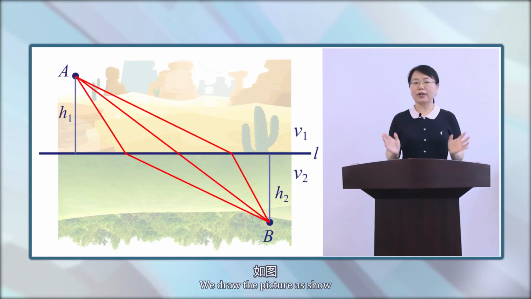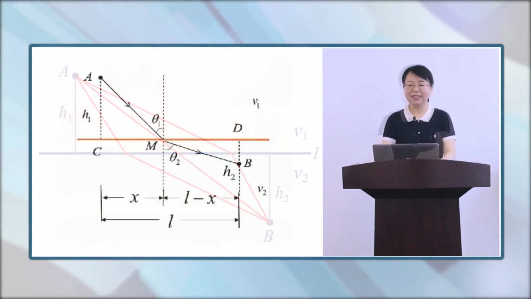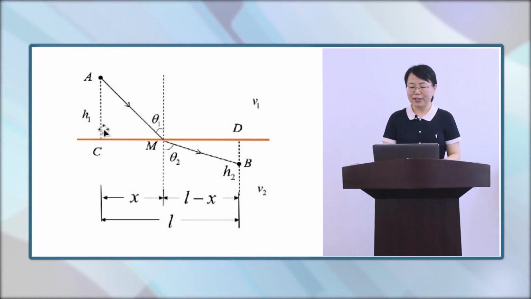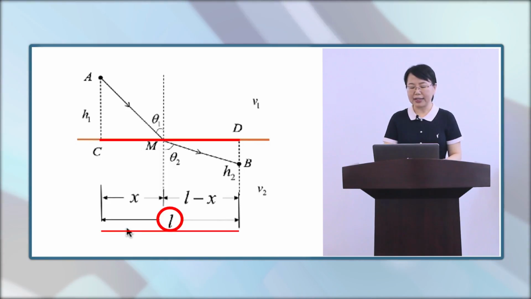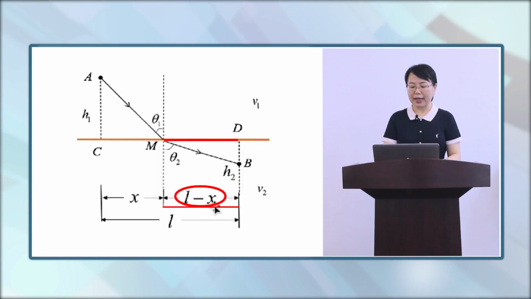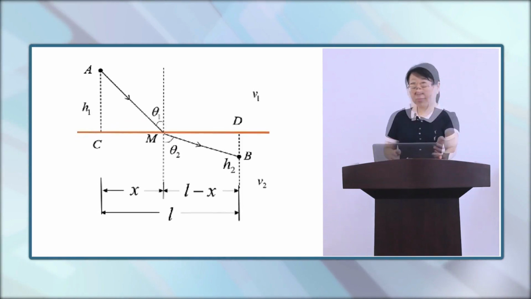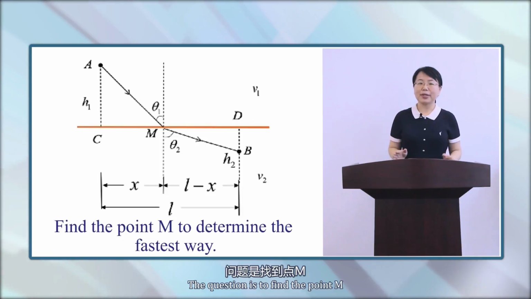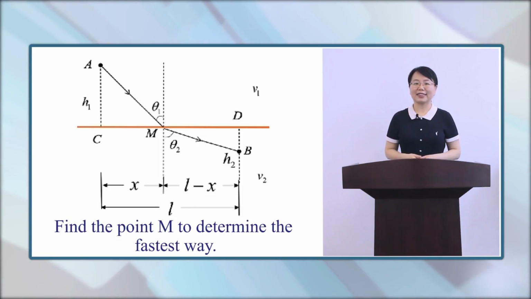Now first, let's draw the picture of this. So this is the point A, this is the point B, and this is the line L, and suppose the length of CD is little l, and the length of CM is x. The length of MD is l minus x. And this angle is θ1, and this angle is θ2. The question is to find the point M to determine the fastest way.